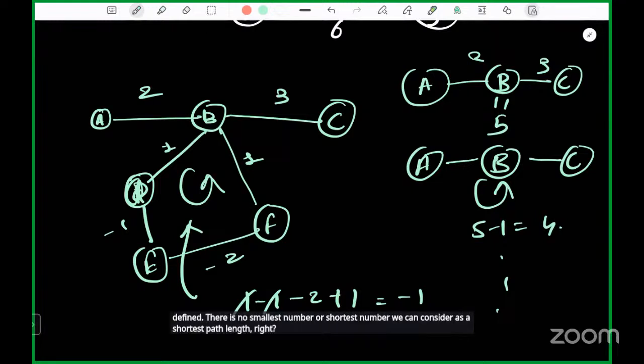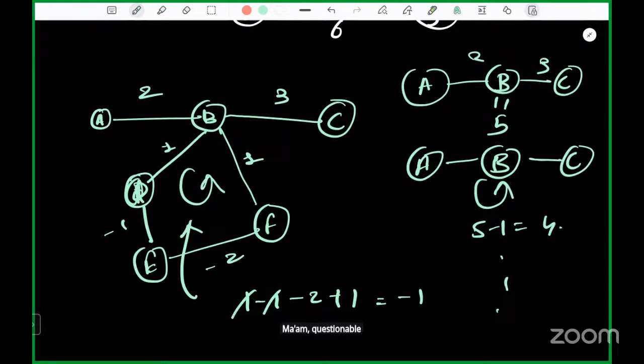And ma'am, every step, how many times? Yes, Neetu, sorry. Ma'am, question number 3, graded assignment, Question 9.